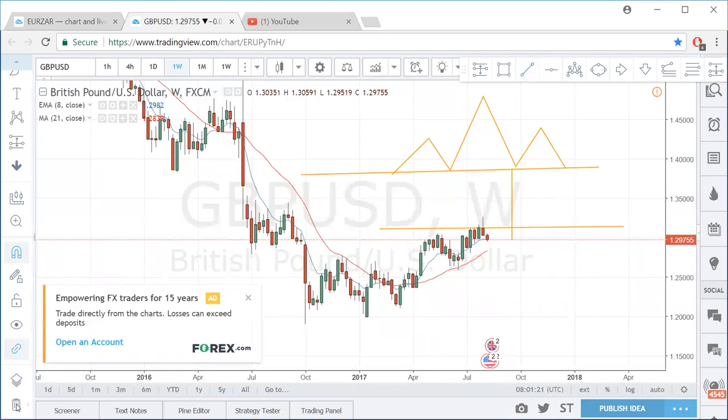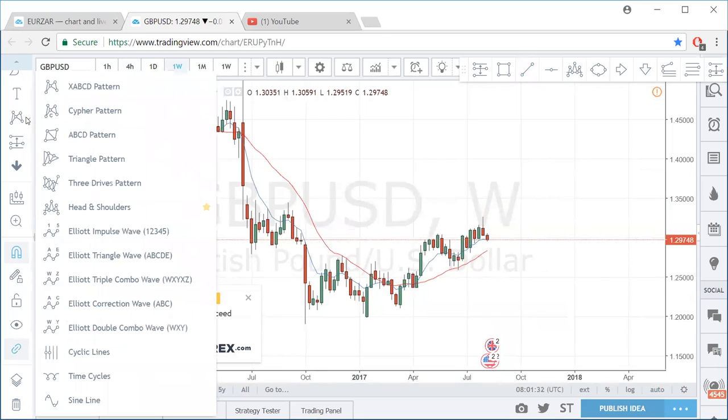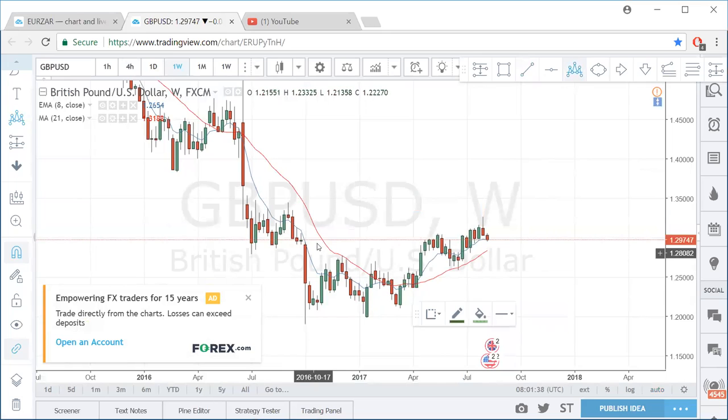Okay. Let us try and find head and shoulders. Let's try and find head and shoulders here. Okay. I can see something wonderful happening here. Let me use my head and shoulder thing here. So this is my left shoulder, right? This is my head.